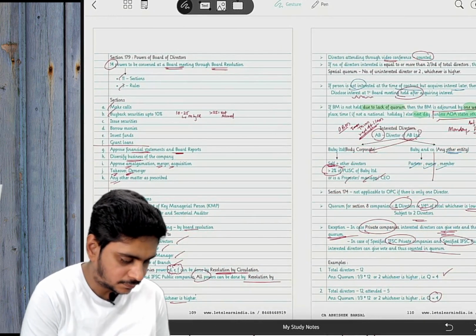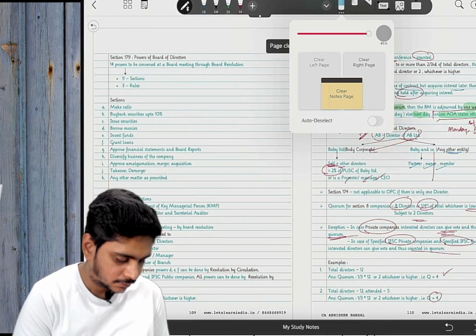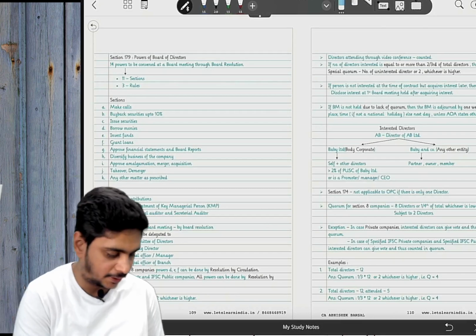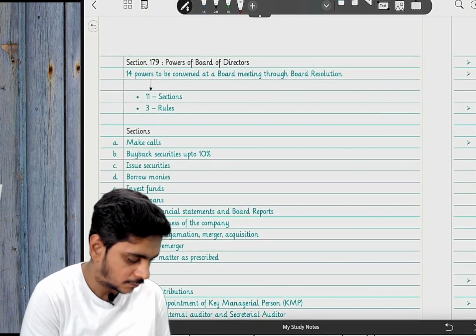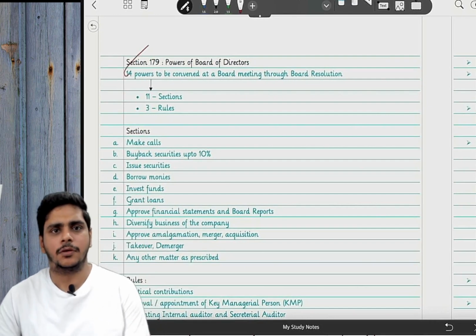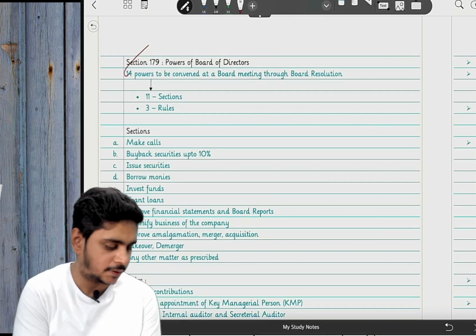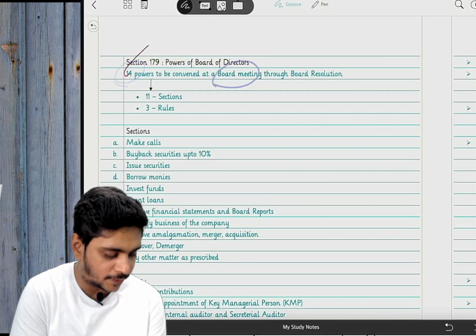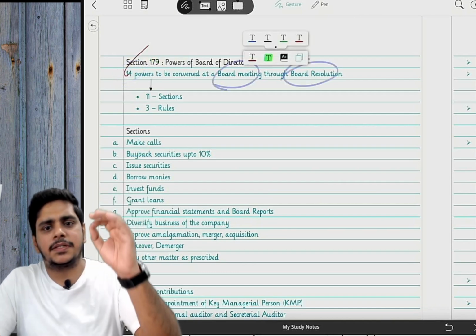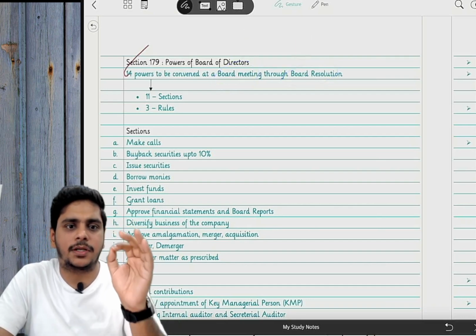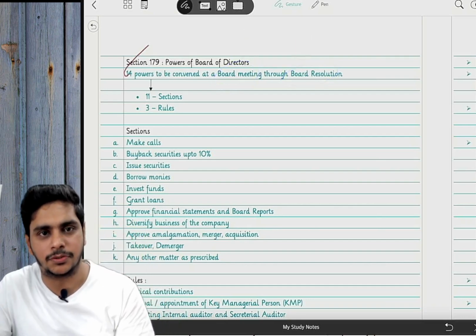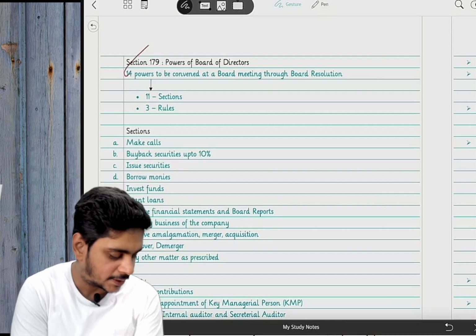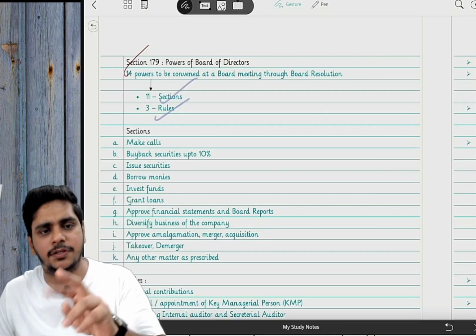Now, the next section we're going to do is 179, powers of board. It says there are 14 powers of the board to be exercised at a board meeting through a board resolution. That means these are the powers which mandatorily have to be exercised at a board meeting via board resolution. Now how are these 14 bifurcated? 11 in the section and 3 are in the rules.